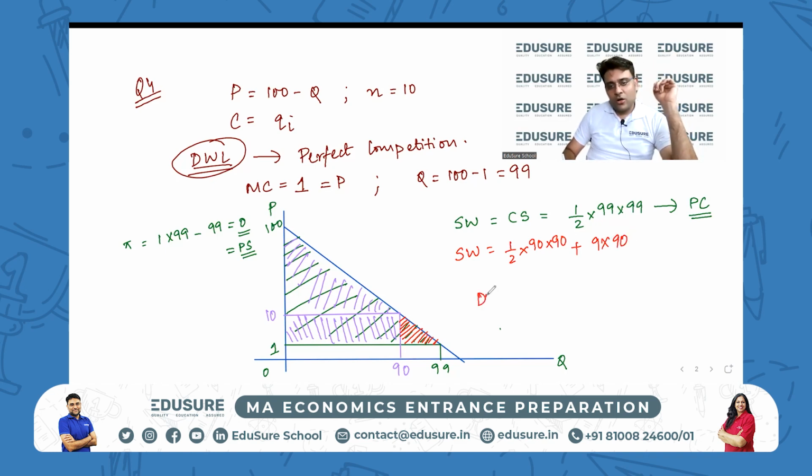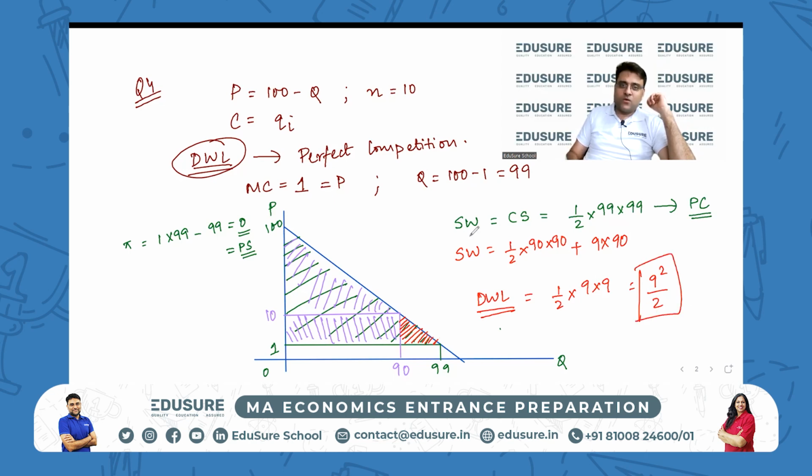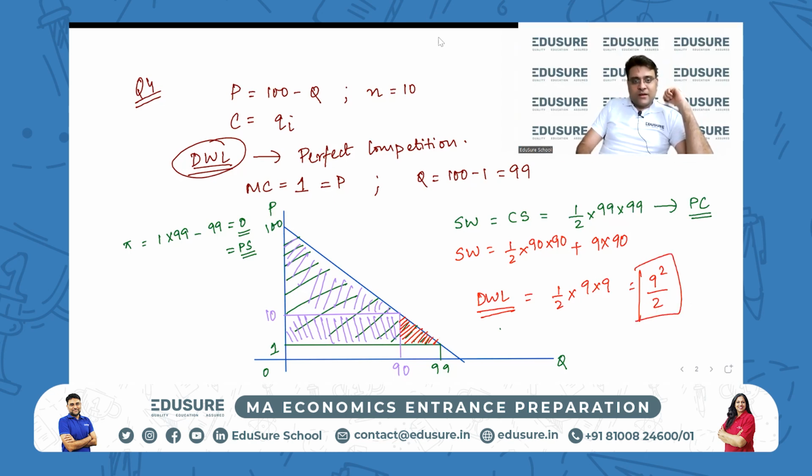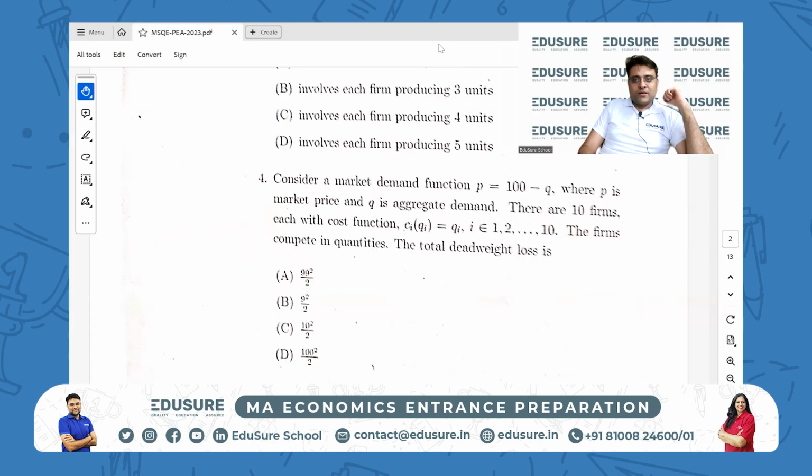So the deadweight loss is this small triangle. This small triangle is basically half into 9 into 9. You don't have to take this and then subtract the social welfare from the PC. You can easily see that this small triangle is half into 9 into 9, and that is my deadweight loss, which is 9 square by 2. So 9 square by 2 is the deadweight loss, which is option B.